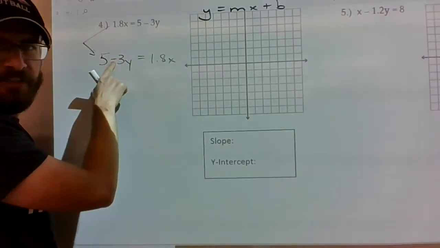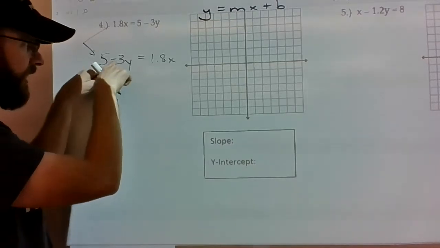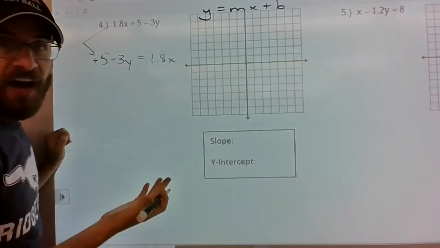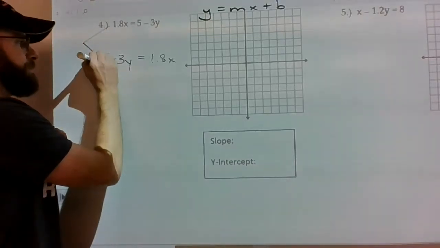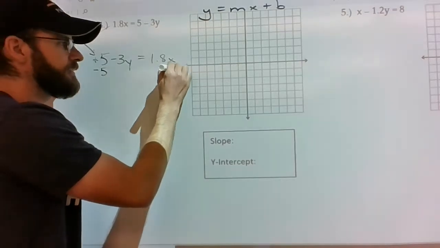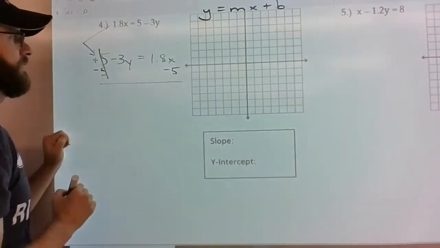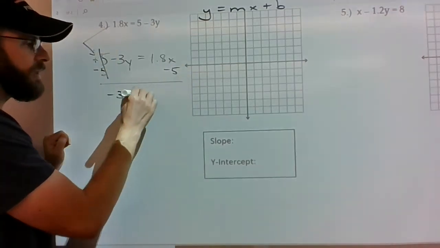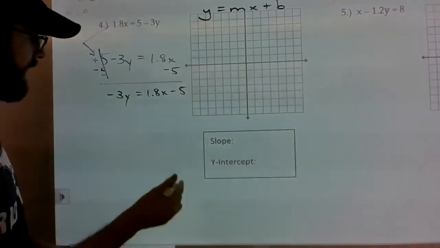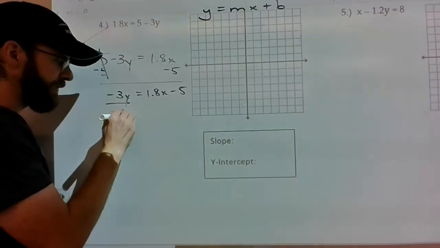Remember, I'm not using the sign of the 3y. I'm using the sign of the 5. The 5 is a positive number. I'm going to subtract it from both sides. That gives me negative 3y equals 1.8x minus 5. And now we're going to divide both sides by negative 3.